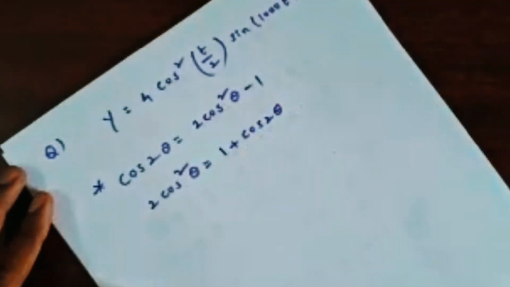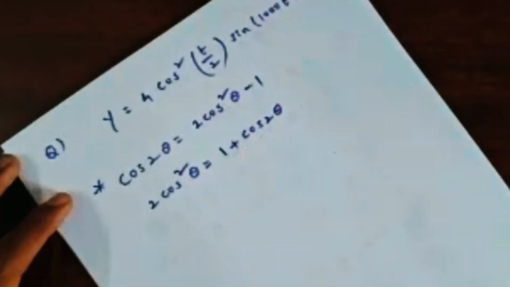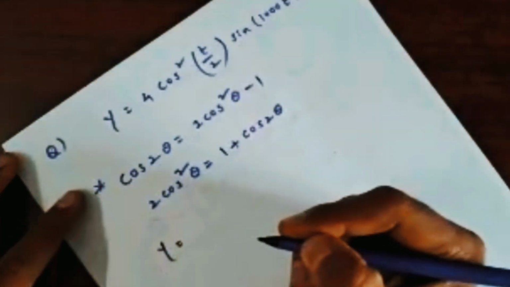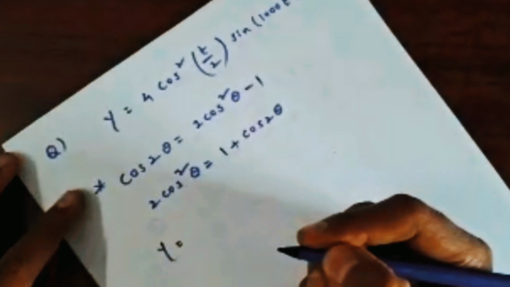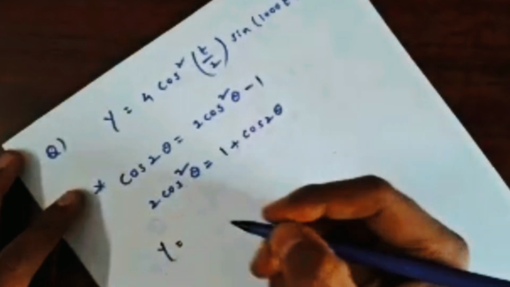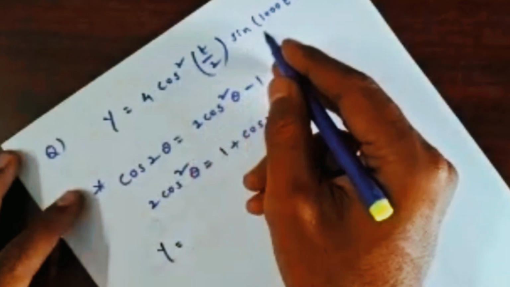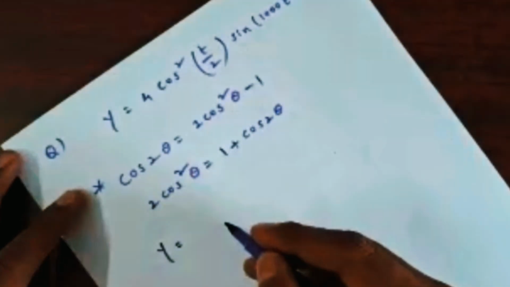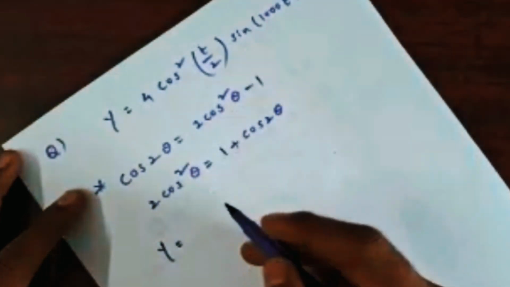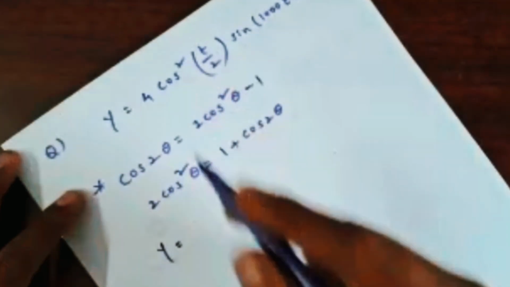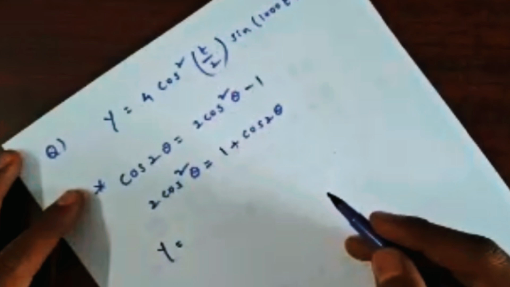1 plus cos 2 theta. Okay. So now here at first I am taking y is equal to 4 cos square t by 2 sine of 1000 t. In this, cos square is present, and theta means t by 2.